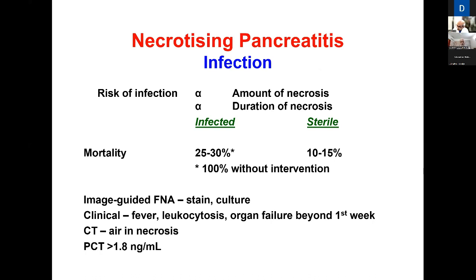Now, clinical features of fever, leukocytosis, etc., are not necessarily indicator of infection in acute pancreatitis because they could be present as a part of systemic inflammatory response syndrome, which is usually seen in patients with acute pancreatitis. But organ failure, which is persisting beyond first week, is usually a good indirect indicator of infection of the necrosis. Presence of air in the necrosis on CT scan is an indication of infection, and a lot of reports suggest that a high procalcitonin is also an indirect indicator of infection of necrosis.